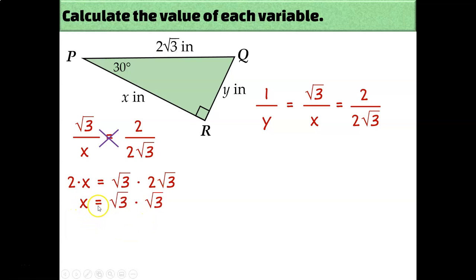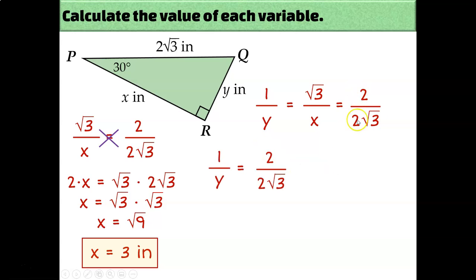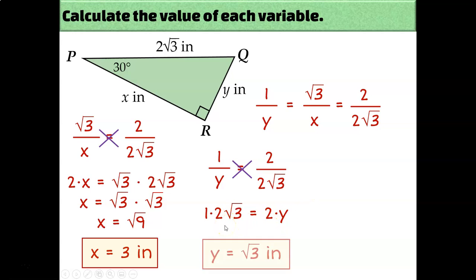So then I just have x equals the square root of 3 times the square root of 3. Since these are both radicals, I can multiply the numbers under the radicals together and get 9. And we know that the square root of 9 is 3. Alright, let's solve for y. Y is part of this ratio, and I'll set it equal to the complete ratio, 2 over 2 root 3. Cross multiply. And again I see 2's on both sides of the equation, so I can divide both sides by 2, and I find out that y is the square root of 3.